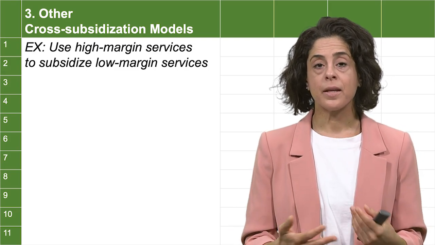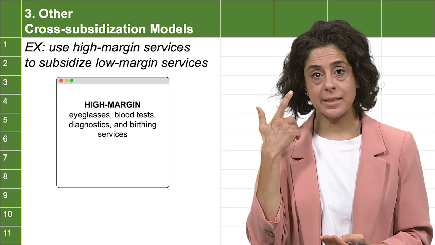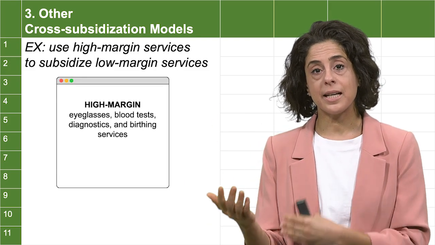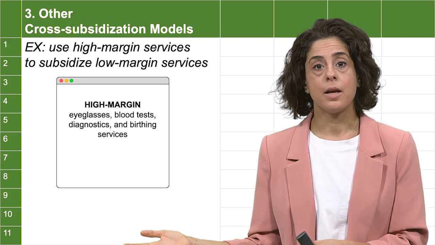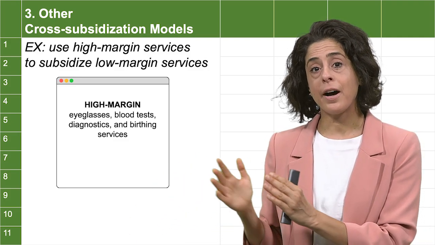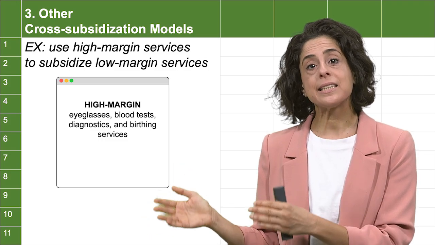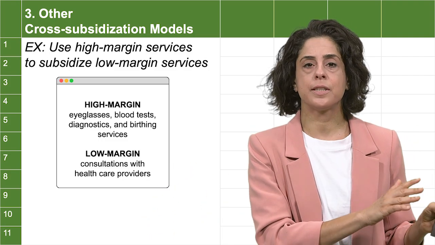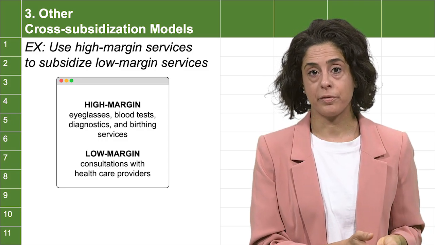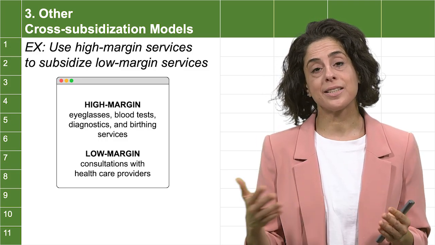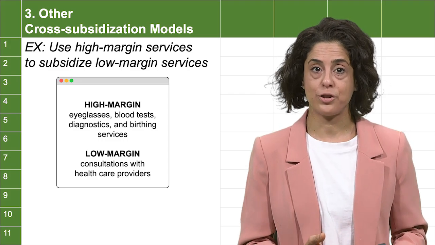For example, these social entrepreneurs found that eyeglasses and blood tests, diagnostics, and also birthing services may be services that have higher margins and generate more surplus revenue, and that these can help cross-subsidize other services which are more time-intensive and costly, like the consultations with the healthcare providers. So in this case, we're cross-subsidizing across services rather than customers or locations.